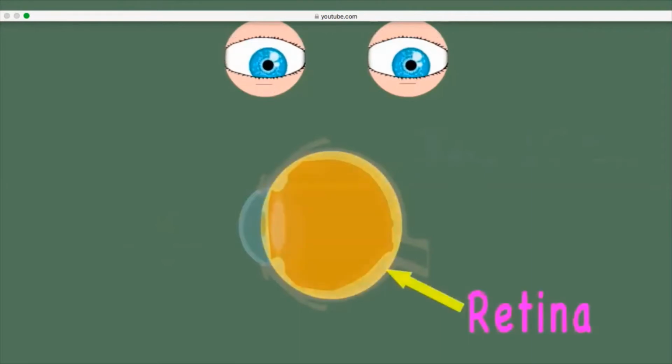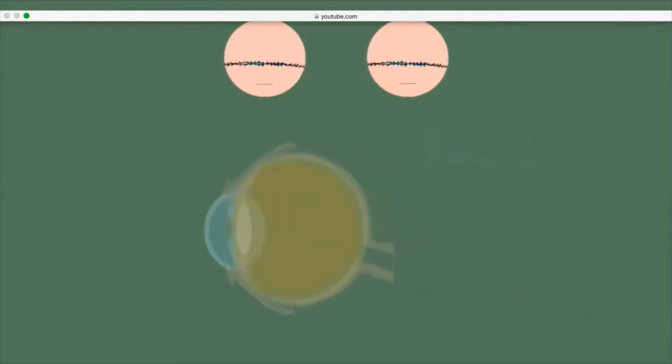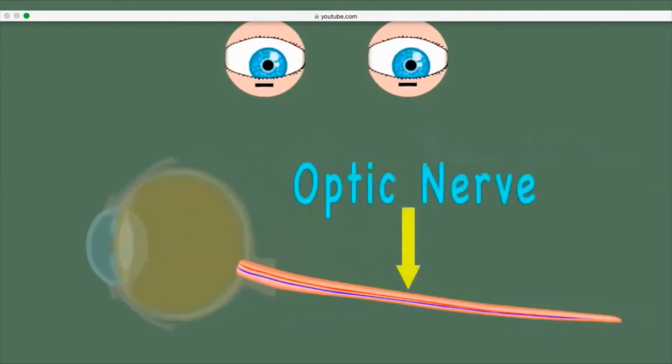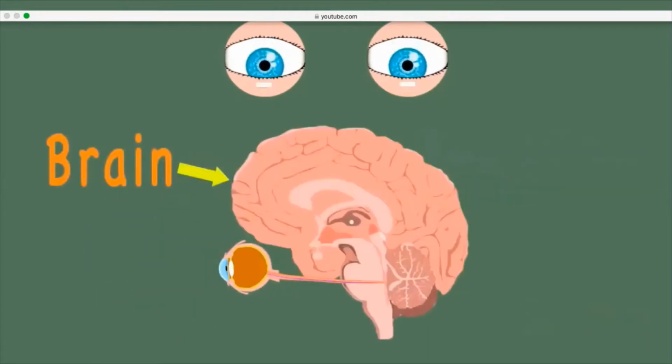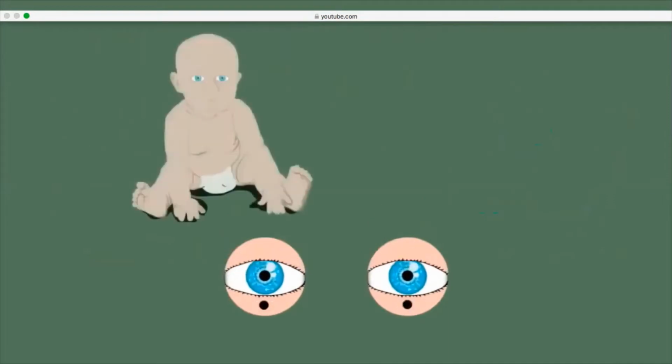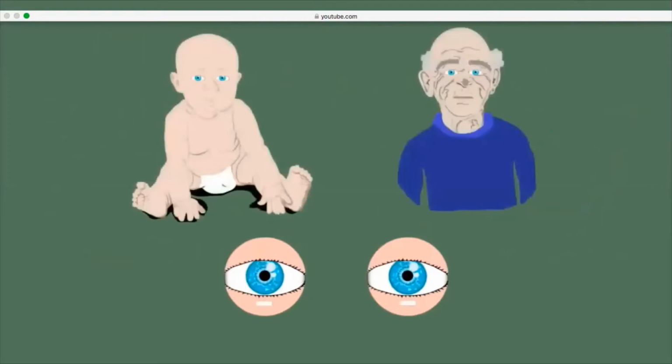The retina makes up about 65% of the inside of your eye, you should know. Your optic nerve can be found at the back of your eye. Onto the brain is where your nerve will go. Some cool facts about your eyes: they're about the same size as when you're born to when you're fully grown.